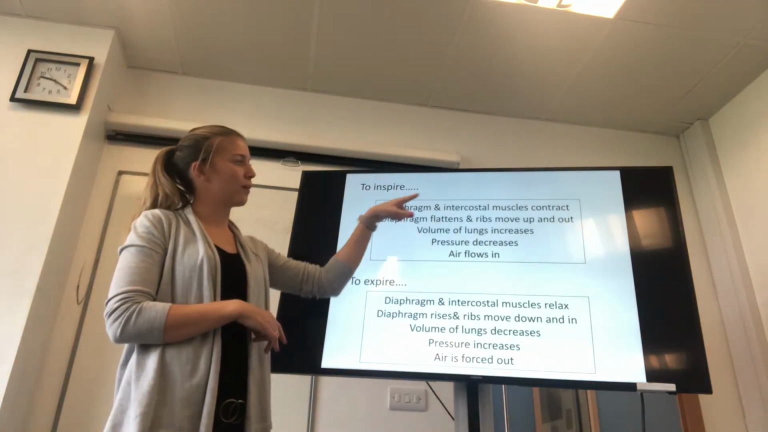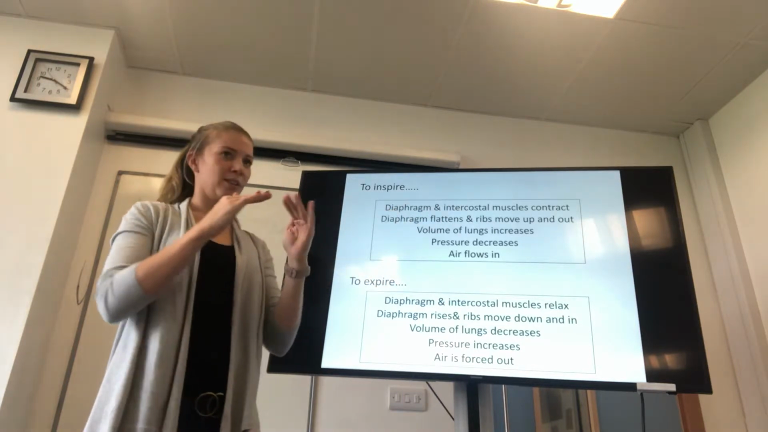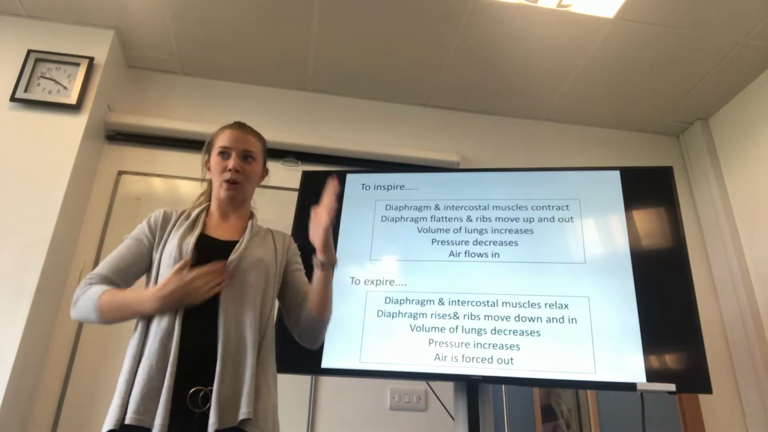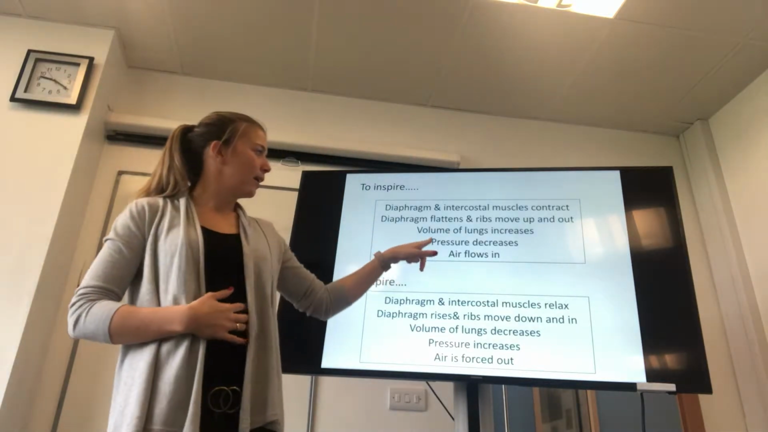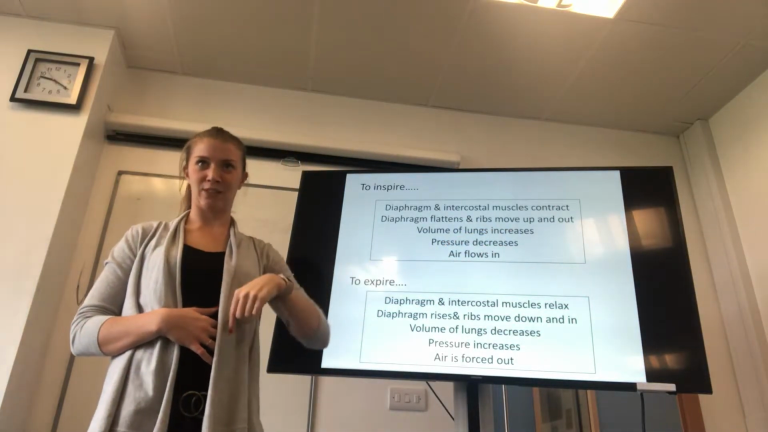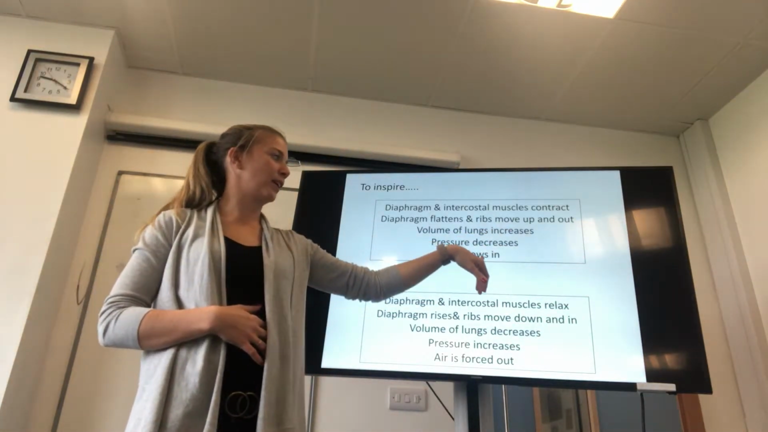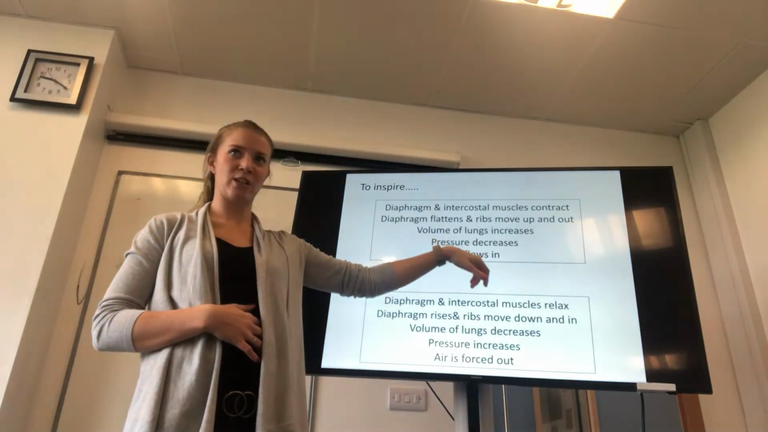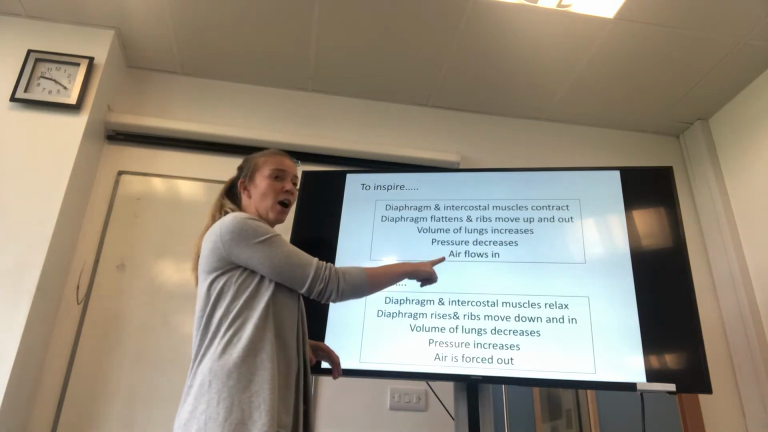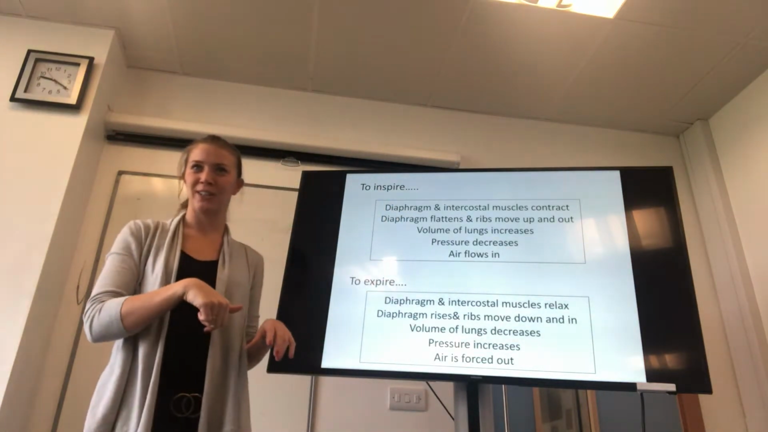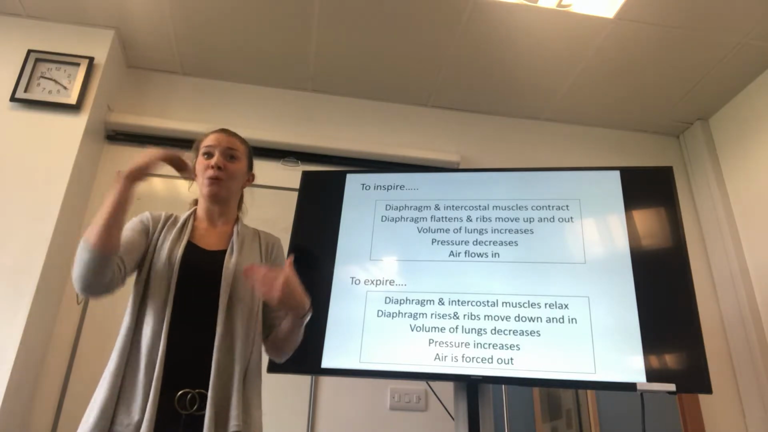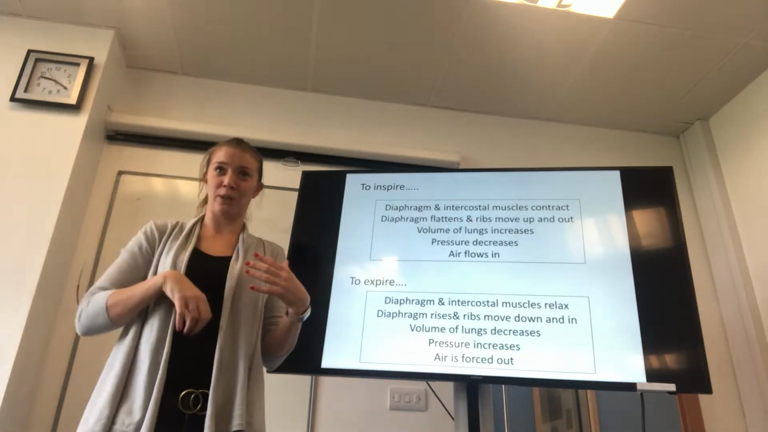So the diaphragm and intercostal muscles contract. The diaphragm flattens, the intercostal muscles move up and out, so we've got a big space in there. The volume of the lungs has increased, therefore the pressure has decreased and air flows in. This is helpful in gases exchange as well, because we know that gases will go from areas of high pressure to low pressure. So once we've decreased the pressure inside our lungs, the air will flow in because we're going from high pressure to low pressure.